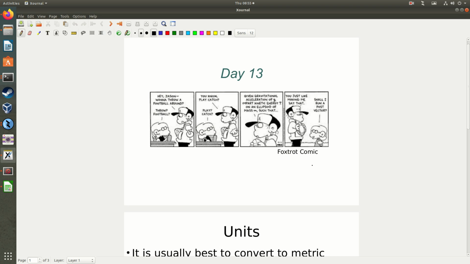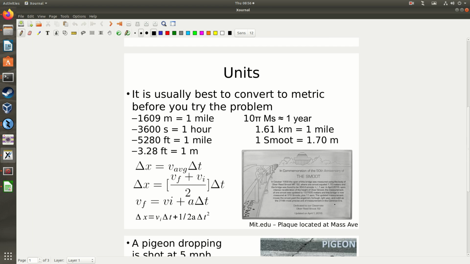So, day 13, if you recall, was a really long time ago at this point, but we started to do a lot with unit conversions, and particularly between acceleration units of miles per hour per second to meters per second, otherwise known as meters per second squared. Anywho, units. It's usually best to convert to metric before you try the problem. Do you have to? No. Do I think it's the easiest way? Yes.